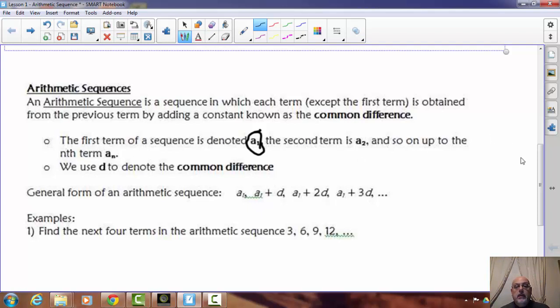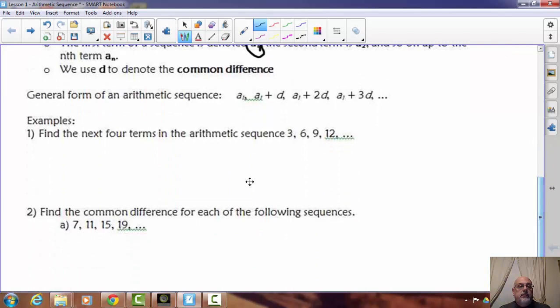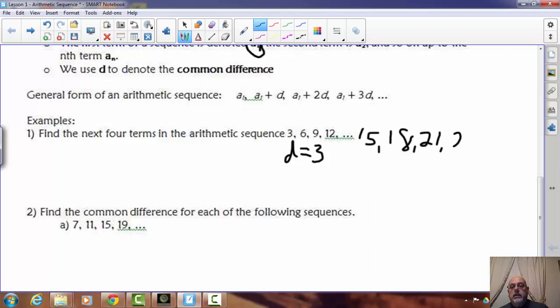So let's take a look at this example. Find the next 4 terms in this arithmetic sequence. First you have to figure out what D is. If you look at this, D is 3. So the next terms would be 15, 18, 21, and 24. 12 plus 3 is 15, plus 3 is 18, and so on.